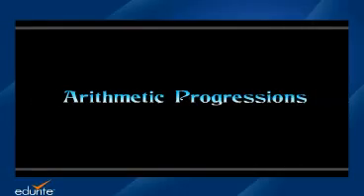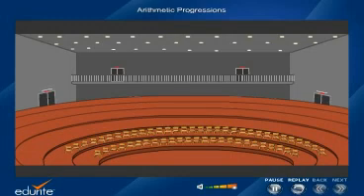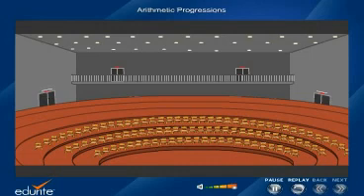Arithmetic progressions. You can see a part of an auditorium. The first row has 25 seats. The second row has 7 more seats than the first row. The number of seats in each succeeding row increases by a fixed number, 7.